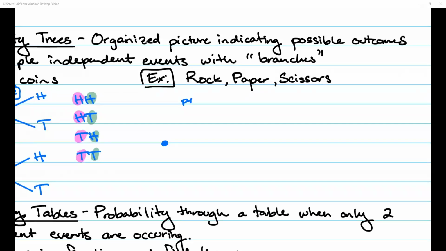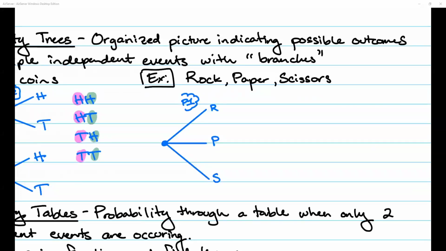Event number one is going to be player one making a decision. Now, assuming that these decisions are happening at the same time, that's going to be independent of what player two does, right? So assuming that you're only focused on player one, what are the options that he has? Well, player one has three different options. He can either go rock, or he could go paper, or he could go scissors. Those are the three options for player number one.